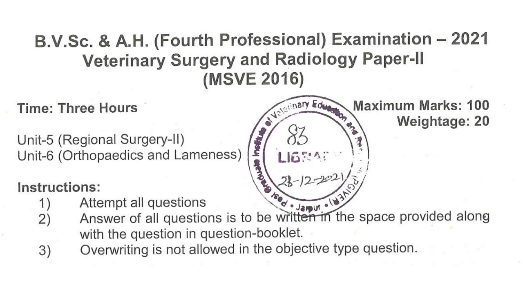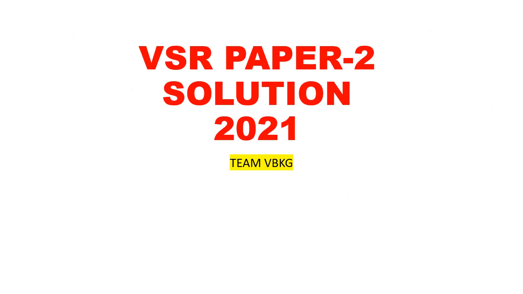So today we will solve one more paper, that is Surgery and Radiology paper second, which came in 2021. The syllabus was Unit 5 and Unit 6. Unit 5 was Regional Surgery second, and Unit 6 was Orthopedics and Lameness. So let's start the paper.